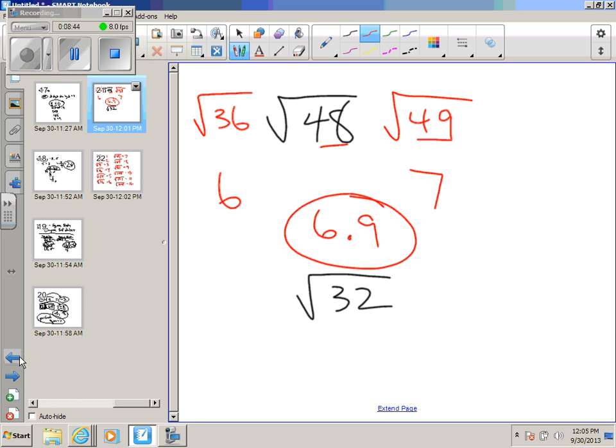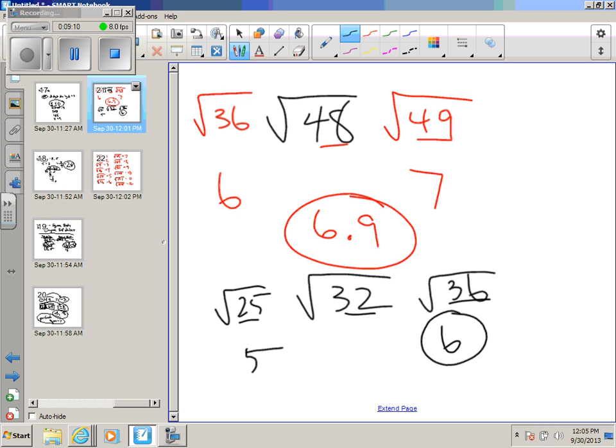So let's move back. 32 is in between the square root of 25 and 36. So that's a 5 and that's a 6. Is 32 closer to 25 or closer to 36? It's only 4 away from 36. It's 7 away from 25. If they ask you to pick the nearest whole number that it's closest to, you're going to say 6.